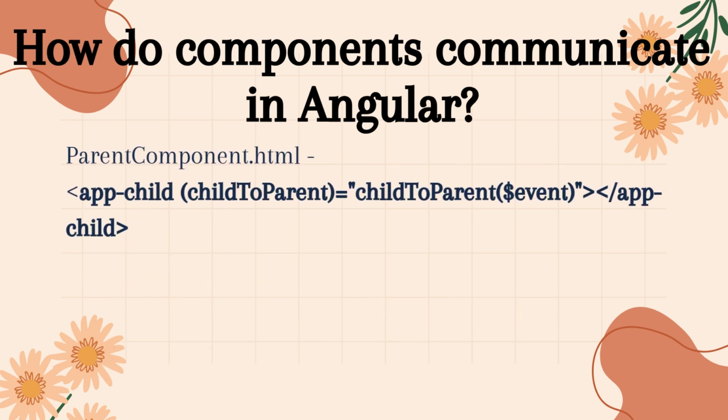Now in the parent component, we can listen to this event like this. Here, the parent component uses event binding, (childToParent) equals childToParent($event). This means that whenever the child emits data, the parent component receives it as an event and can handle it through the childToParent method. So in short, the child component sends data using @Output and EventEmitter, and the parent component listens and handles that data through event binding.